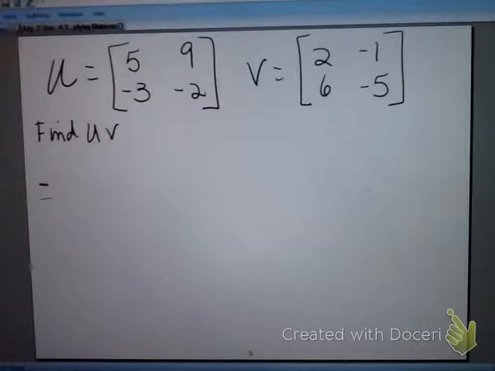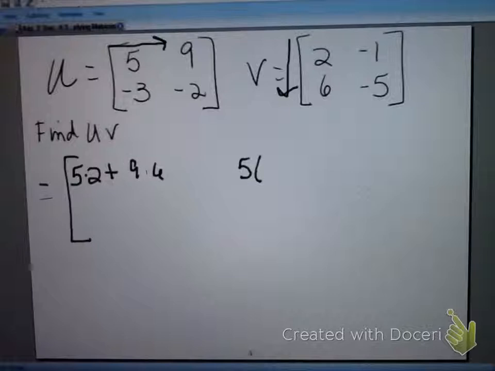Here's matrix U and matrix B. First, let's determine if we can multiply these together. Matrix U is a 2 by 2, and matrix B is a 2 by 2, so we can multiply. So we're going to multiply row 1 by column 1: 5 times 2 plus 9 times 6. Then we're going to multiply row 1 times column 2: 5 times a negative 1 plus 9 times a negative 5.